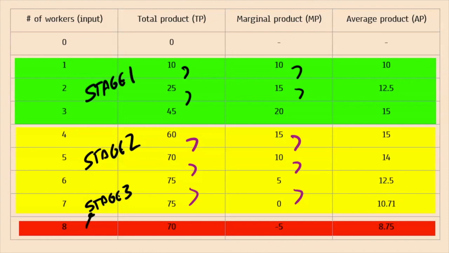And then lastly, we hit stage 3. Stage 3 is just negative marginal returns. When our marginal product is negative, it goes below the x-axis, and our total product starts to fall. Well, is this true? Well, yes, because from the 7th to the 8th, we went from 75 total product to 70, so that obviously decreased there. And then our marginal product is negative 5, so that obviously indicates that it's below the x-axis. It is a negative number. And so that's why it is negative marginal returns.